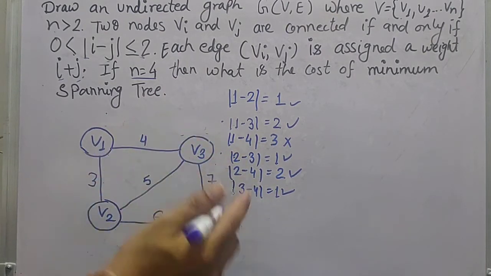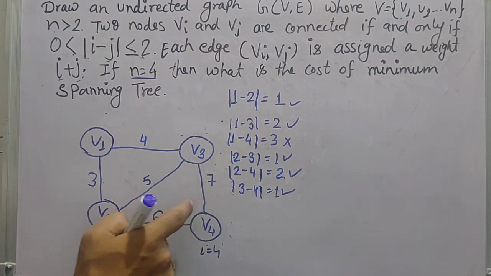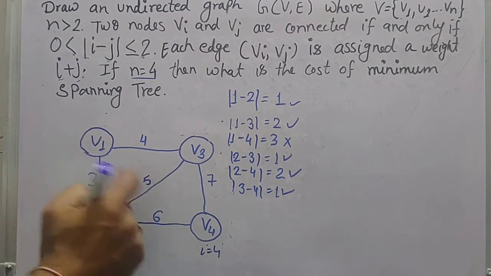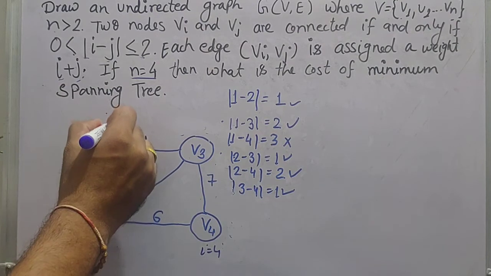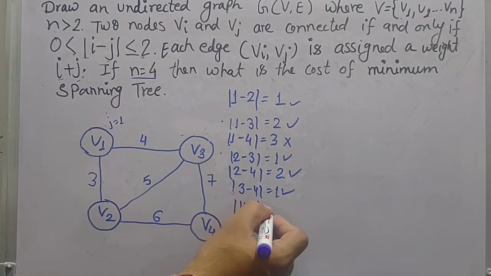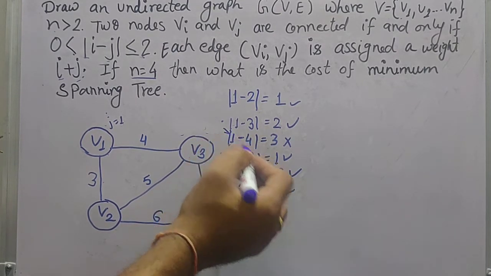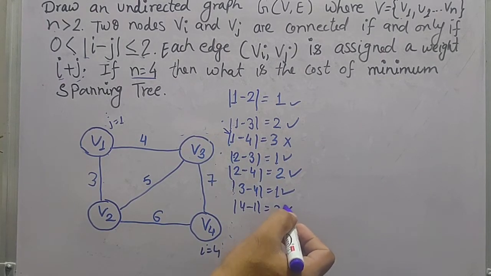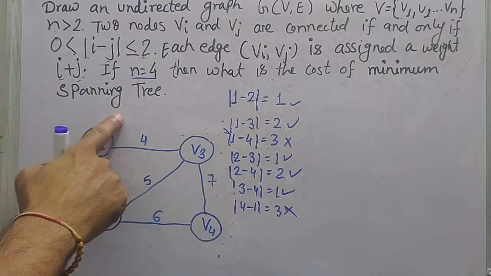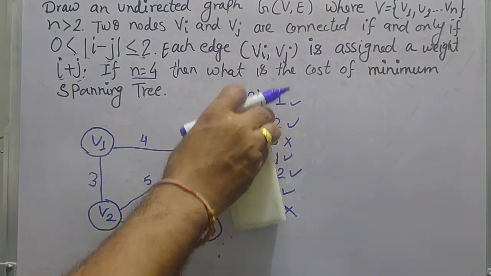Now come to V4. Consider it as i. So V4 to V3, the edge is already there. V4 to V2, the edge is already there. What about V4 to V1? So j will be 1 and you can check 4 minus 1 as 3. This is not satisfying the condition. We have already checked it if you can recall. Okay, so this will not exist. So we have checked all the possibilities of the edges and we found our final graph.